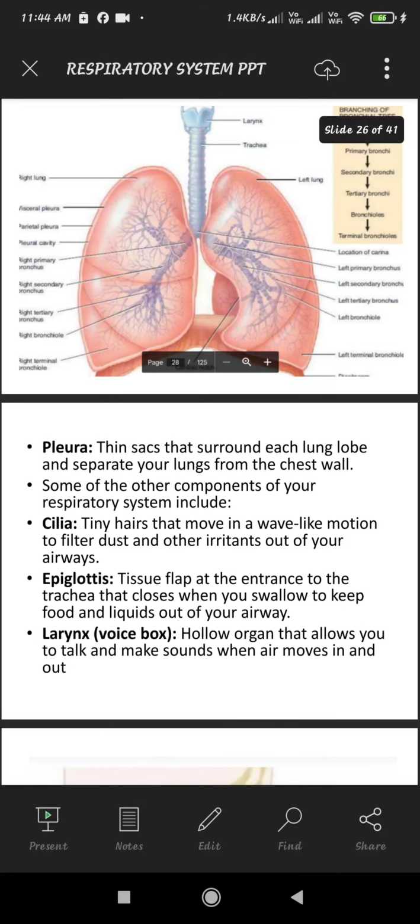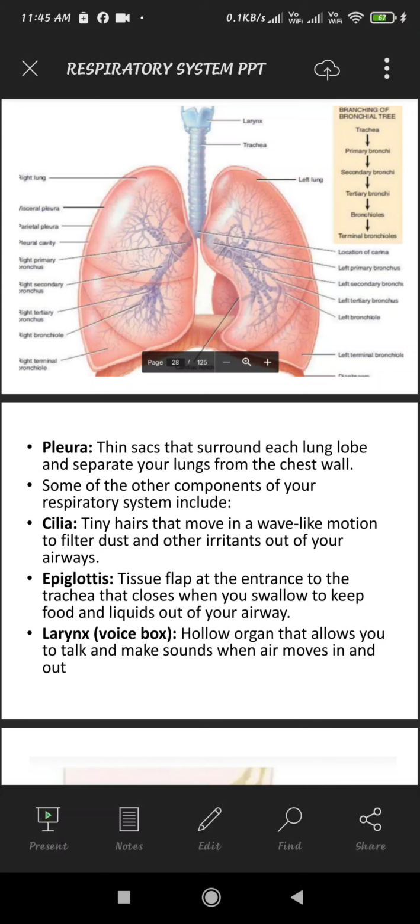Okay, so after this there is the epiglottis. What is the epiglottis? There are two pipes, one is your food pipe and the other is your windpipe. This tissue flap at the entrance of the trachea closes when you swallow to keep food and liquid out of your air intake. मतलब ये जो flap like structure होता है, जो ये windpipe को बंद कर देता है. When you swallow food, तो खाना इस pipe में ना चला जाए, it closes.